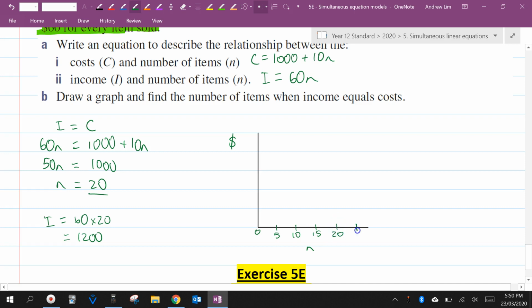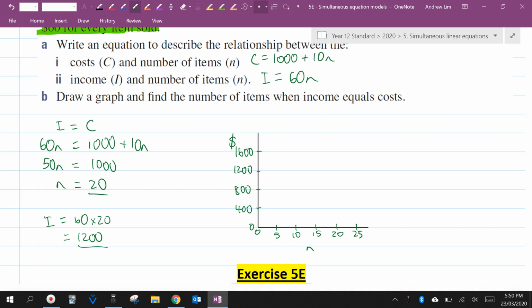And because here income or cost is 1200 when N is 20, I'm just going to go up by, let's go up by 200. Actually, let's go up by 400. 0, 400, 800, 1200, 1600. Okay.